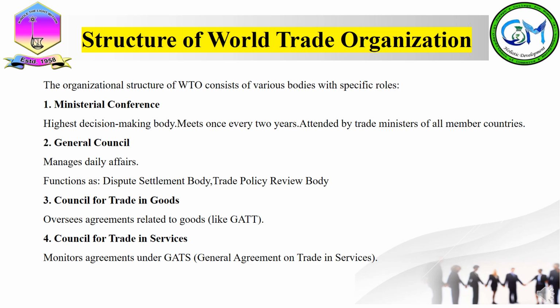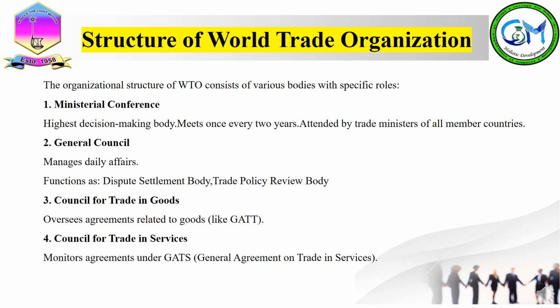So the Ministerial Conference is the highest decision-making body. It meets once in 2 years and is attended by the trade ministers of all the member countries. And the next is the General Council. The General Council manages the daily affairs. It functions as the dispute settlement body and trade policy review body also.